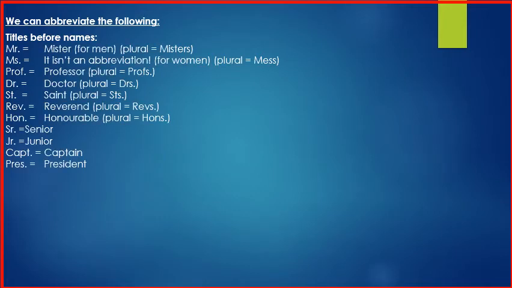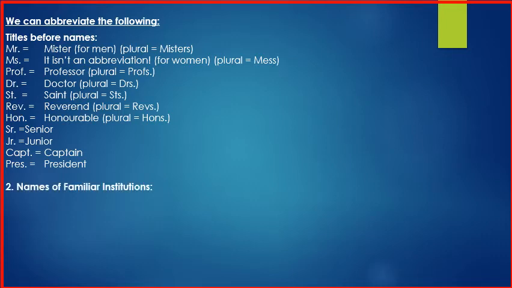We can abbreviate the following: titles before names, like Mr. or Mrs., a professor, a doctor, a saint, honorable, senior or junior, a captain or a president. So that is all the words that come before a name.